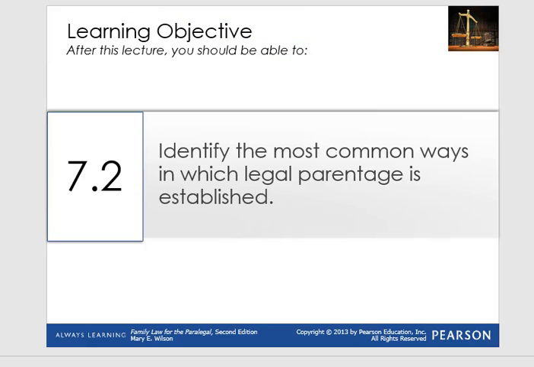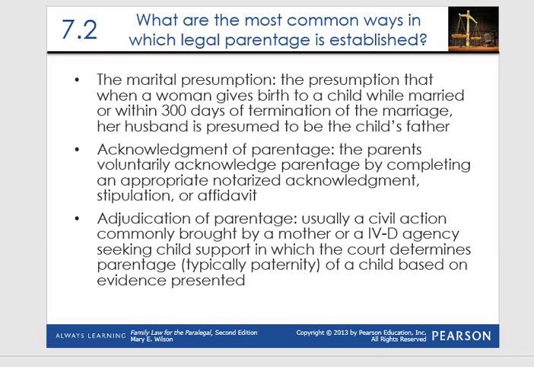Identify the most common ways in which legal parentage is established. What are the most common ways? First, there is the marital presumption, the presumption that when a woman gives birth to a child while married or within 300 days of termination of the marriage, her husband is presumed to be the child's father.